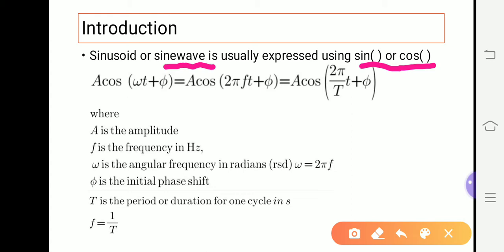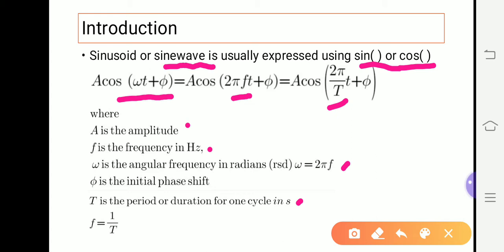This is the sine wave equation in terms of cosine. We have A cos(ωt + φ). A is the amplitude, and ωt is actually 2πft, which is also equal to 2πt over capital T. The capital T here is the period, f is the frequency in hertz, and we have the angular frequency, which is given by ω.